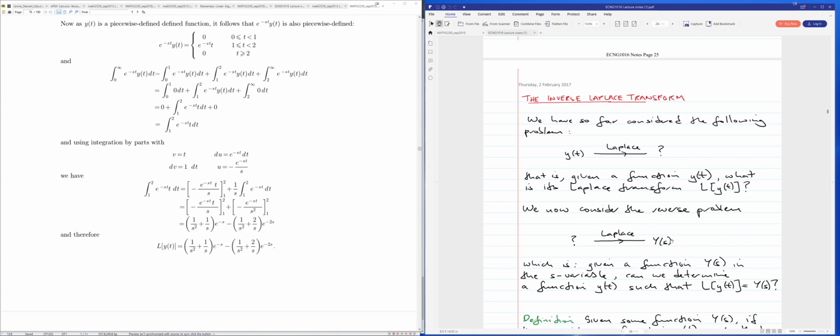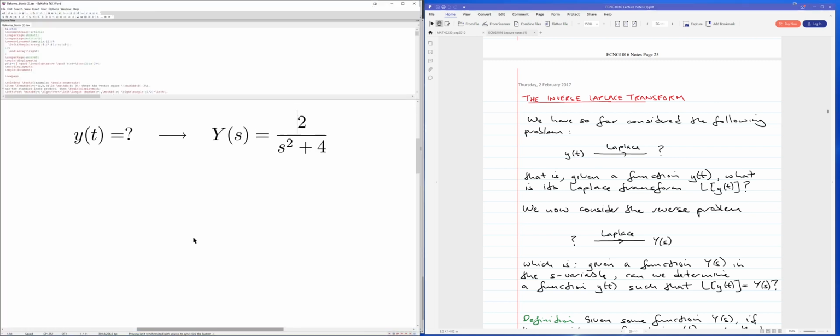And now we want to consider the reverse problem. If you're given a function of s, you want to see if you can get a function of t such that when you take the Laplace transform of it, you actually get the function y of s. So you're working backward, in a sense. You still have this Laplace arrow, but now you have the function of s given to you, and you're trying to figure out what the function of t is.